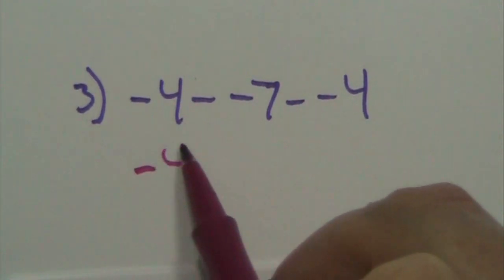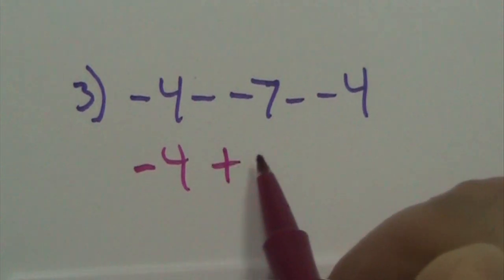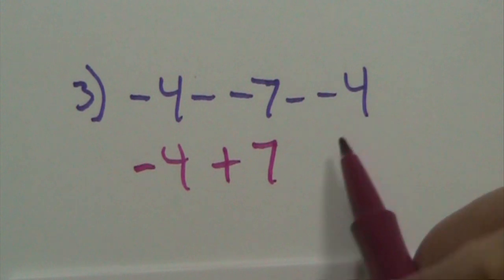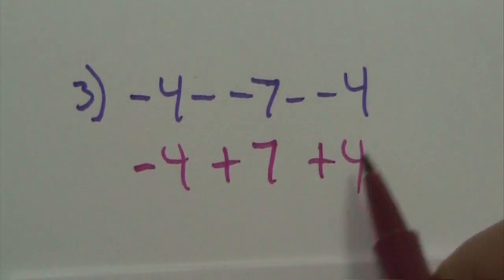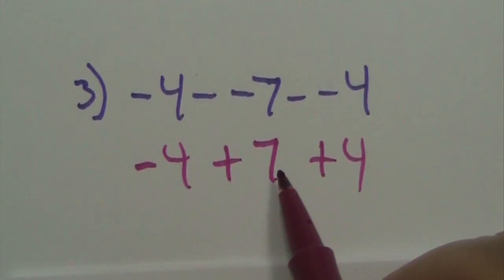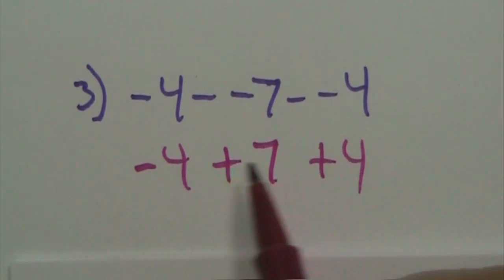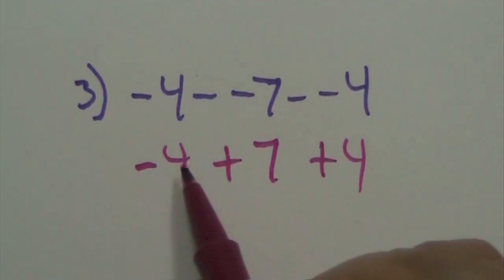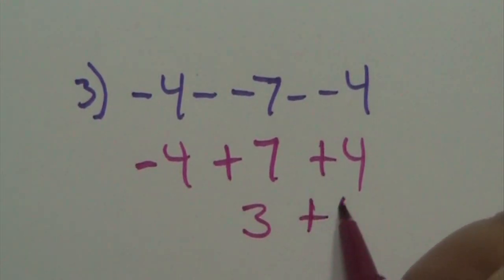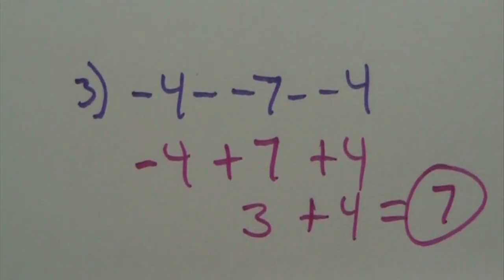Okay, so I have -4. This makes a big plus. Subtracting a negative. Right? And the same thing here. This makes a big plus. So it's now +4. -4 plus 7 plus 4. Well, hopefully you can see that these two will cancel, but in case you cannot, -4 and 7, that makes 3. Right? And 3 plus 4, that makes 7. The answer is 7.